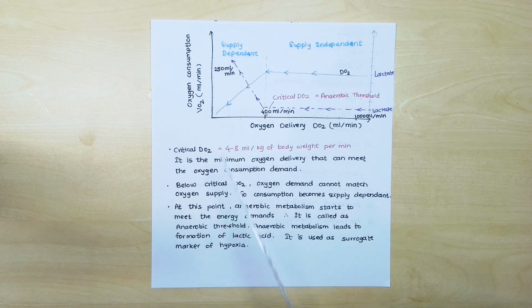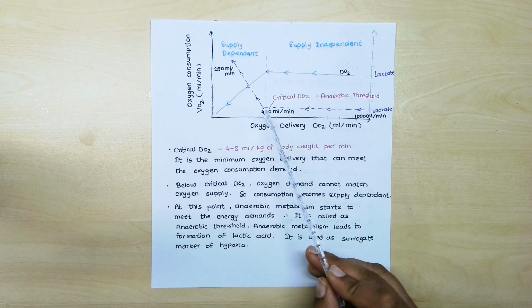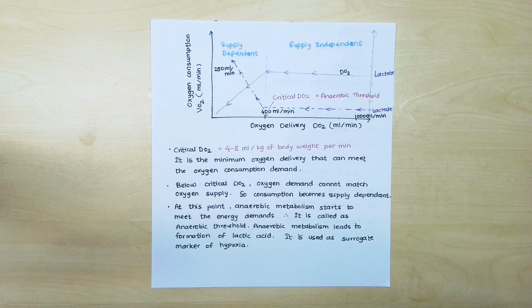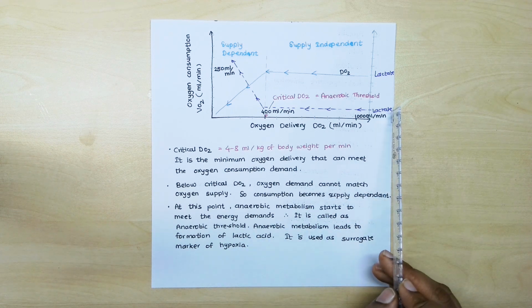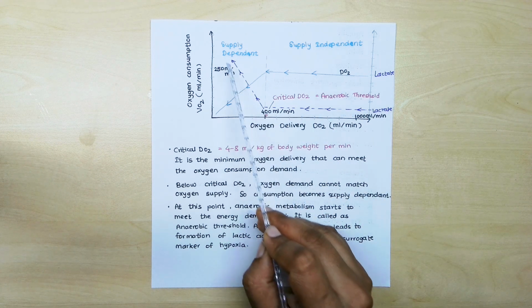Below the critical DO2 point, anaerobic metabolism starts to meet the energy demand. It is called the anaerobic threshold. Anaerobic metabolism leads to formation of lactic acid. Lactic acid is used as a surrogate marker of hypoxia.